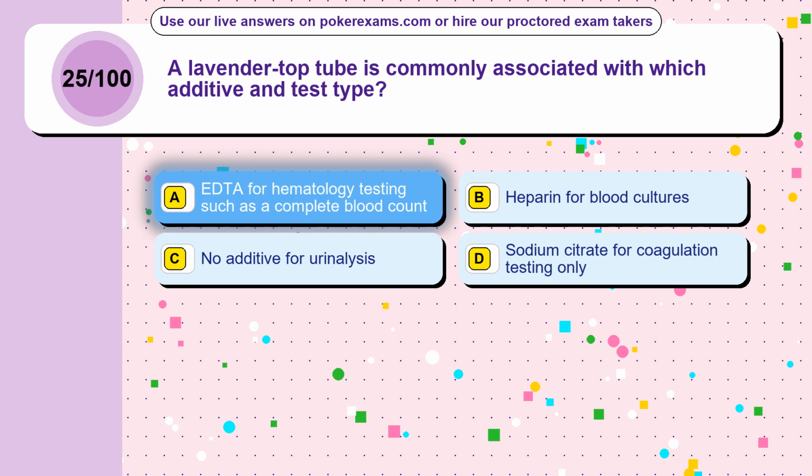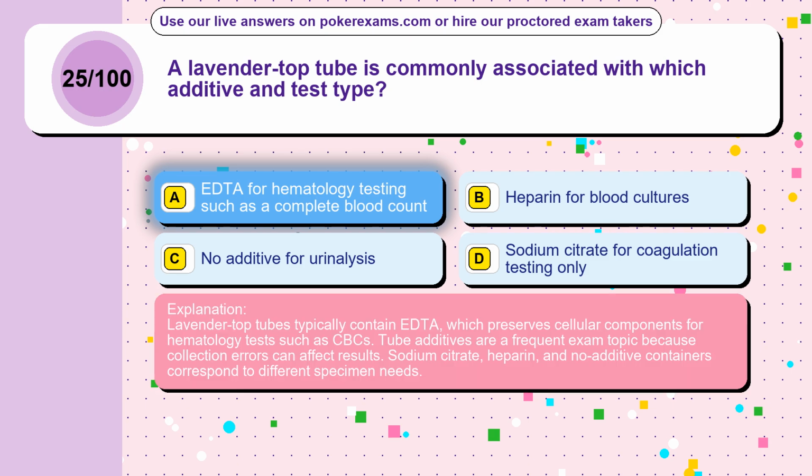The correct answer is option A, EDTA for hematology testing such as a complete blood count. Lavender top tubes typically contain EDTA, which preserves cellular components for hematology tests such as CBCs. Tube additives are a frequent exam topic because collection errors can affect results. Sodium citrate, heparin, and no additive containers correspond to different specimen needs.